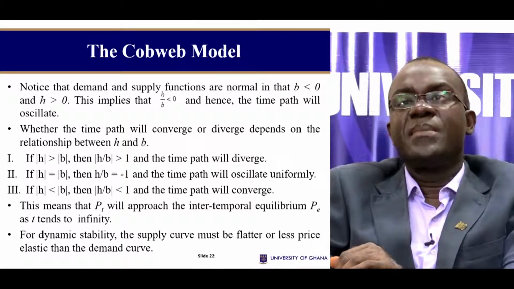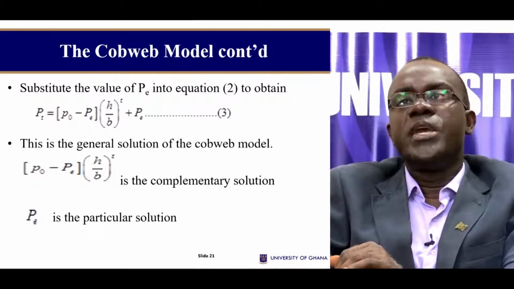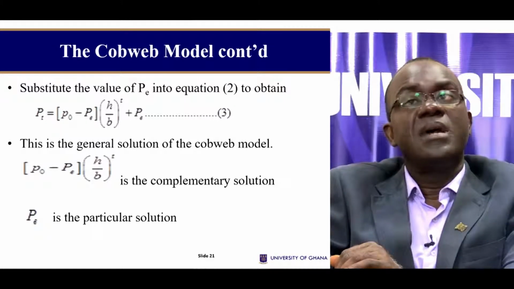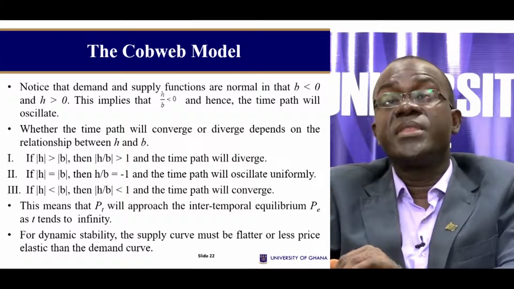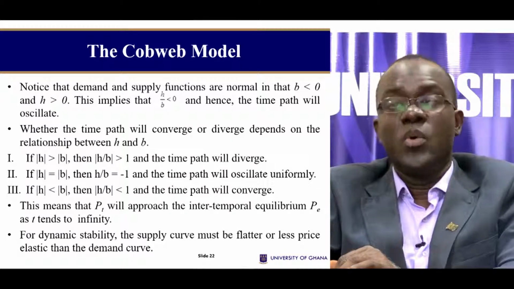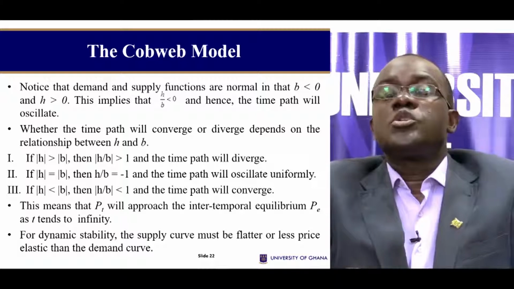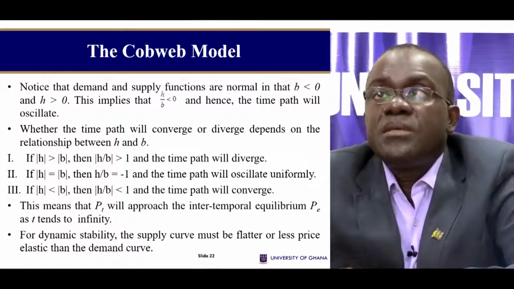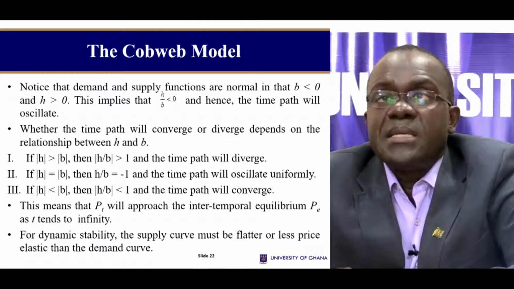Now, the dynamic stability of this equation, notice that it will depend on the ratio H divided by what? B, as usual, right? We know H is greater than 0, all right? But then B is less than 0. So H over B is always less than 0. So it tells you that there is going to be some oscillation, right? It means there is going to be oscillation because it's less than 0.